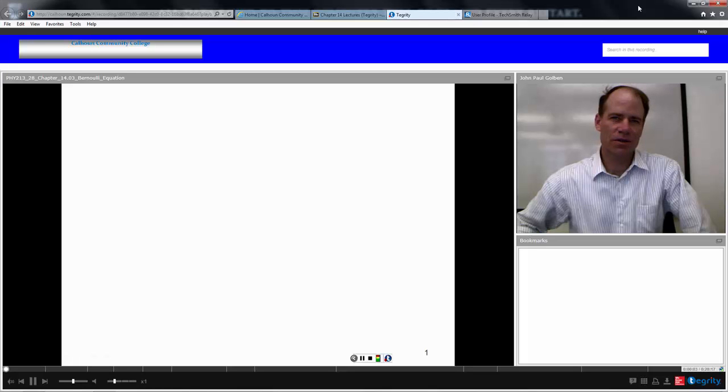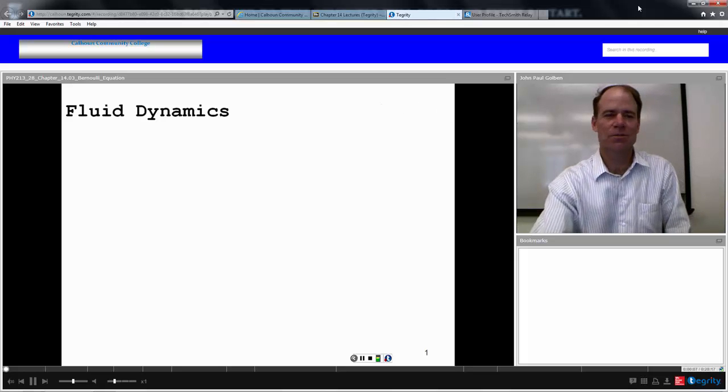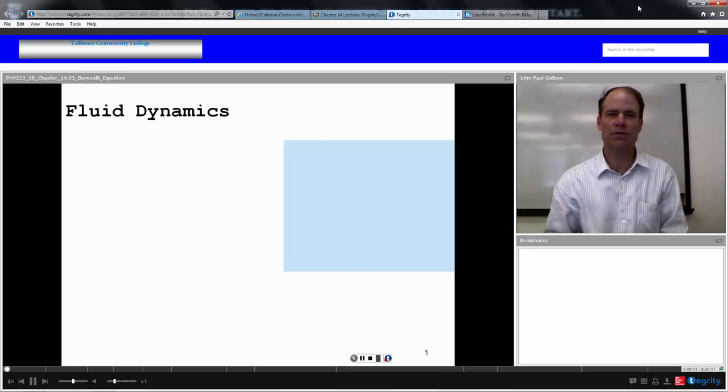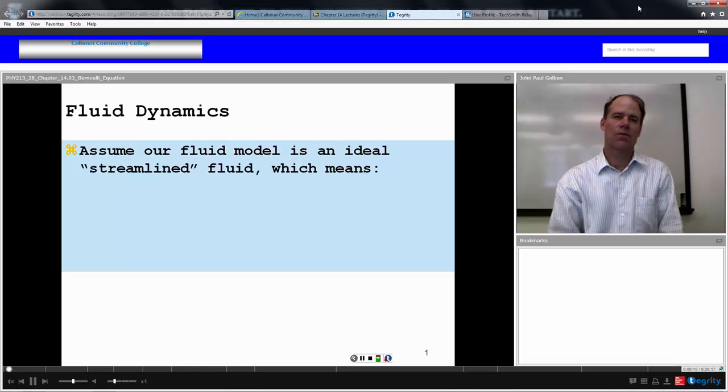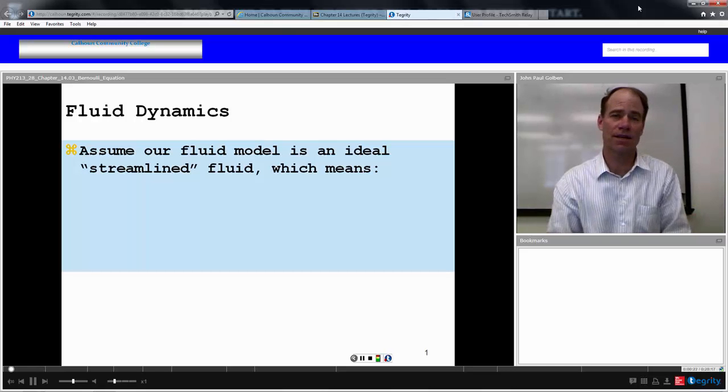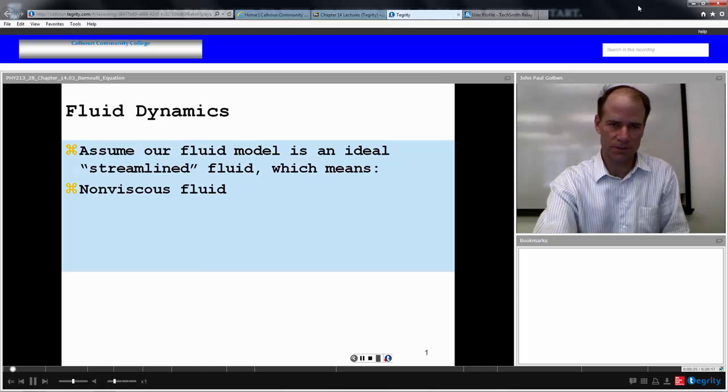Okay, we've been considering fluid that is stationary or static. But let's consider a fluid that is actually moving, fluid dynamics. For this consideration, we are going to assume that we have a streamlined fluid. By streamlined, we have to make several assumptions.